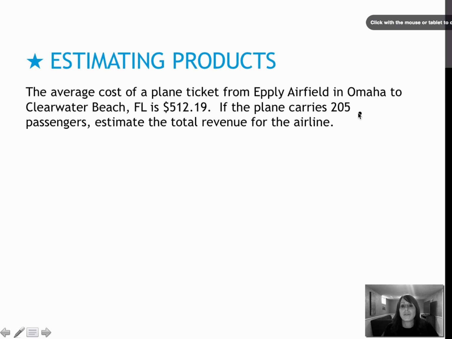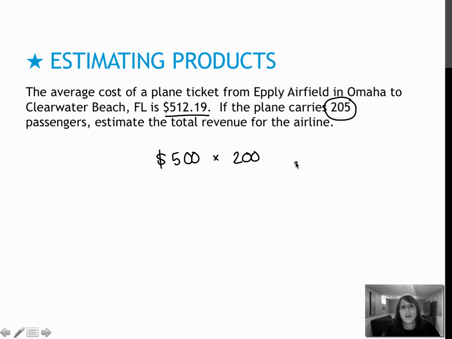So if I'm going from Epley Airfield to Clearwater Beach, which is where I would certainly rather be right now, the average ticket is $512.19. And the plane carries 205 passengers. I'm going to estimate the total revenue. So what I'm going to do is round 512, and it depends on how accurate you want to be. They're not very clear in this case in terms of how accurate they want our solution. I would round the 512.19 to approximately $500 for a ticket. The 205 people is approximately 200 people.